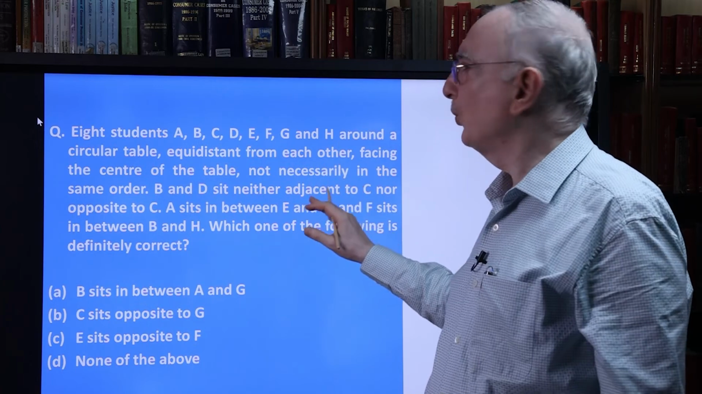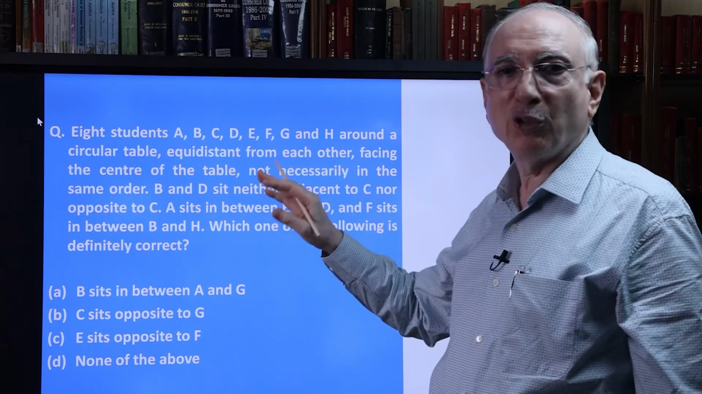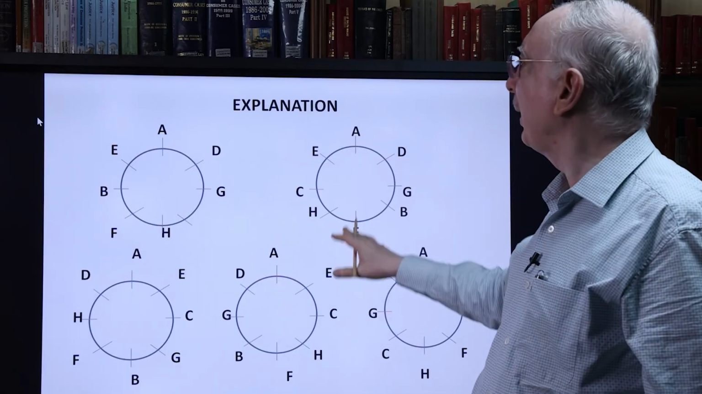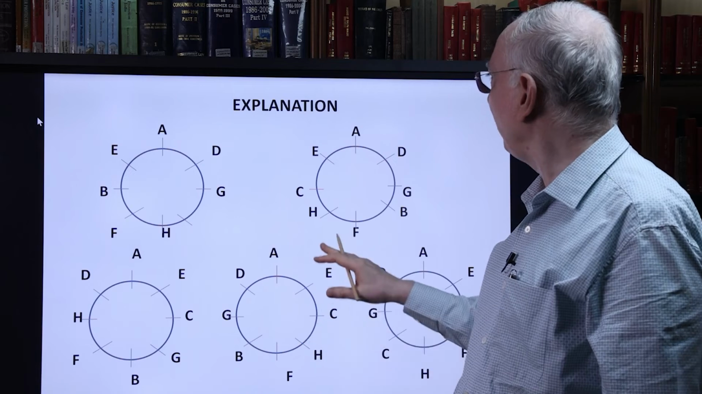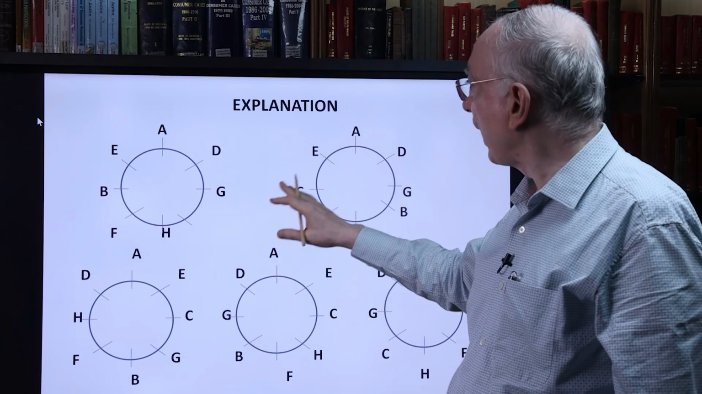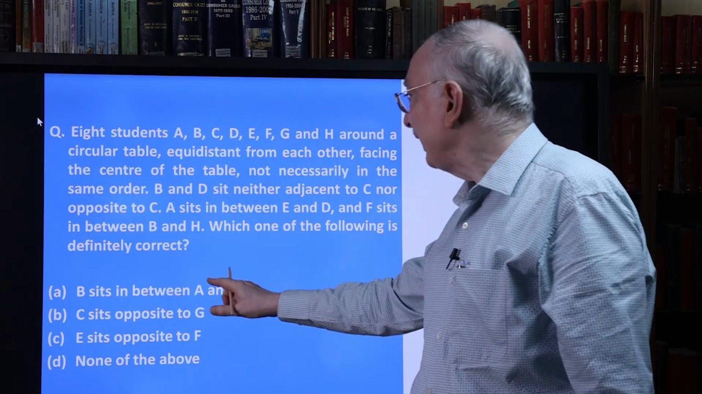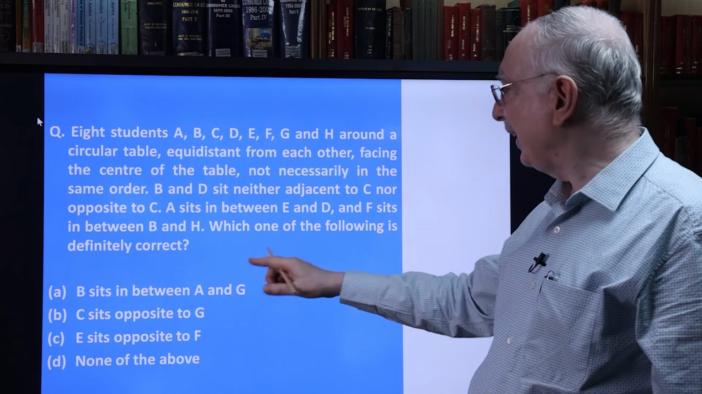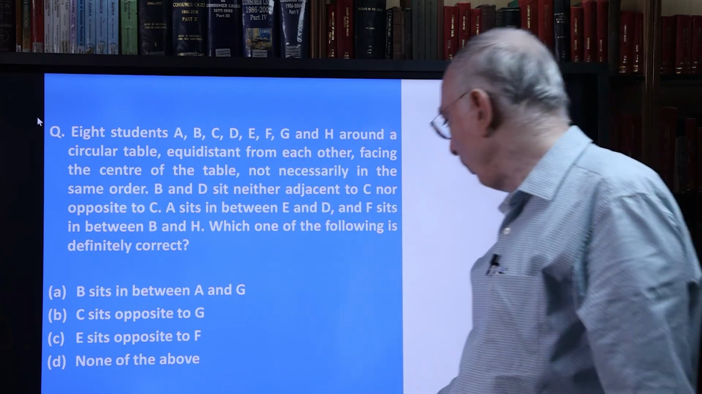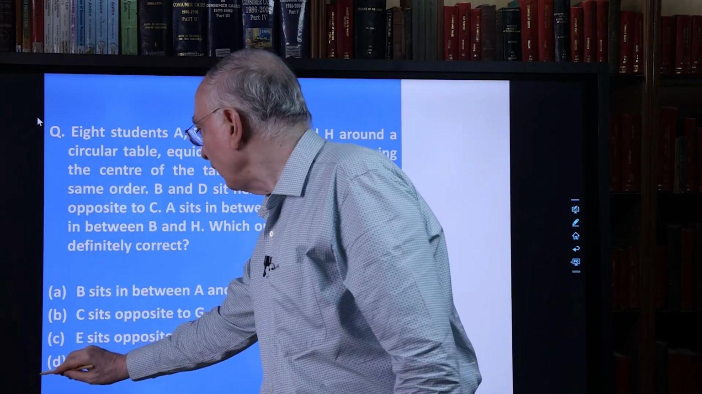In such types of questions, when positioning in a circle arises, we have to actually draw the circle. Now on drawing the circle, these are the possible arrangements that meet the conditions given in the question, and we see that none of those conditions are violated in the possible arrangements. B is not sitting between A and G, C cannot sit opposite to G, and E also cannot sit opposite to B. We have seen this, therefore the right answer is option D.